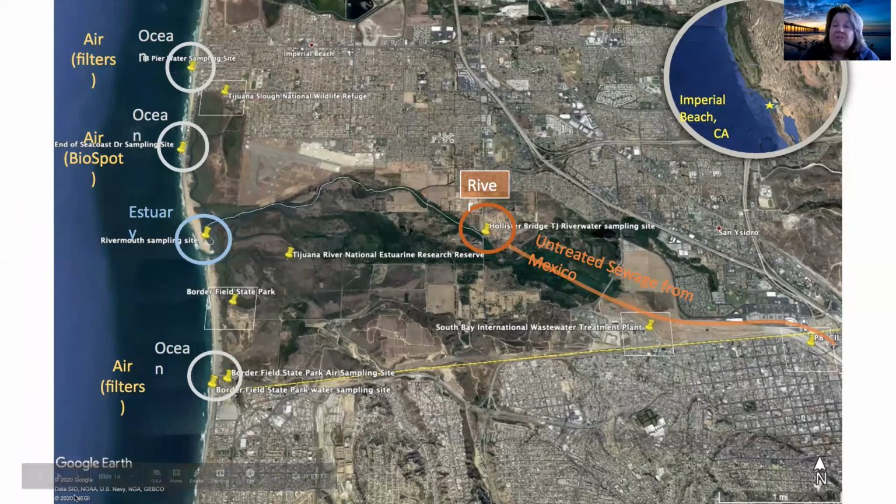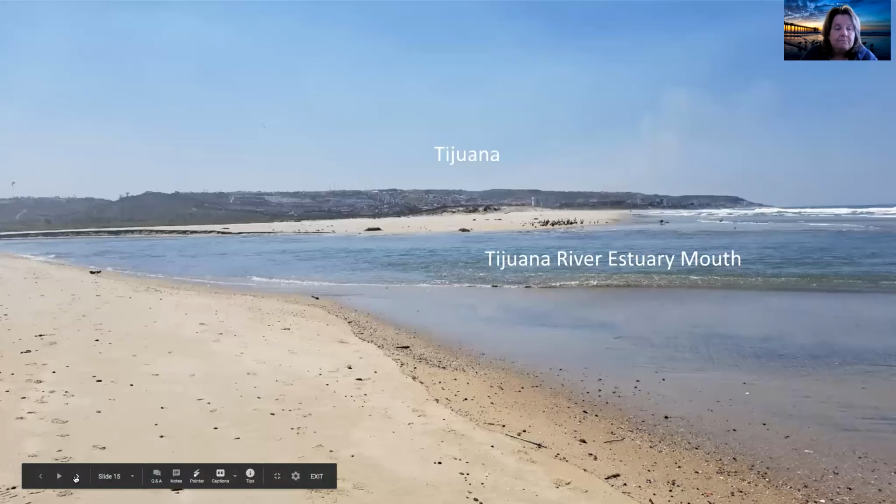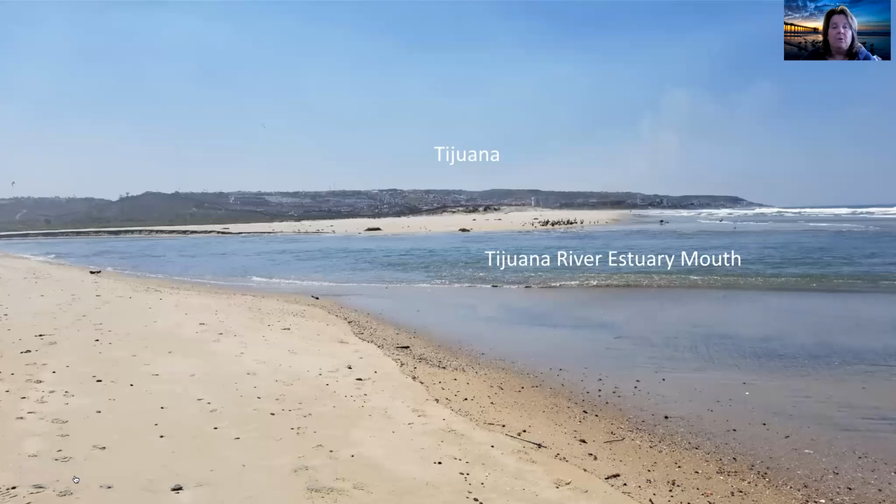So we put sampling sites, things moved. Sorry about that. We put sampling sites for air and water all along the coast to try and look at what's in the water, what becomes airborne, and how what is getting dumped into the ocean might make it into the air. Next slide, please. So this just shows where the Tijuana river flows into the ocean.